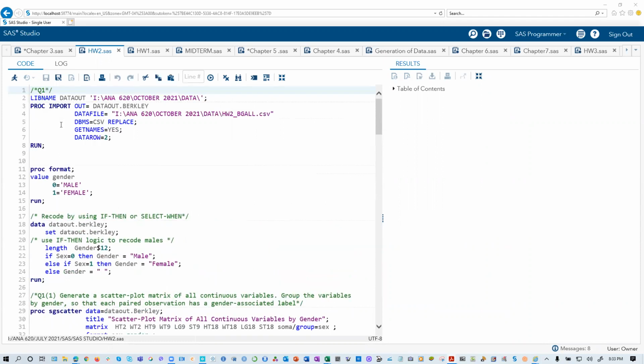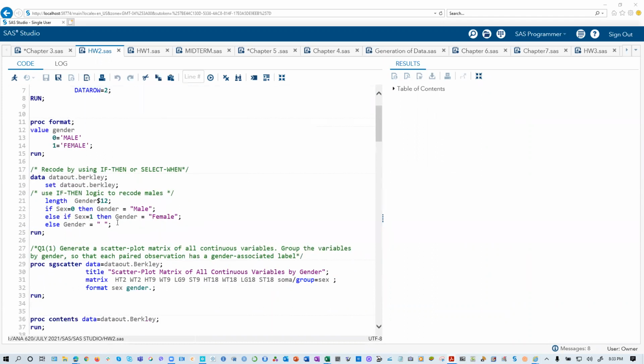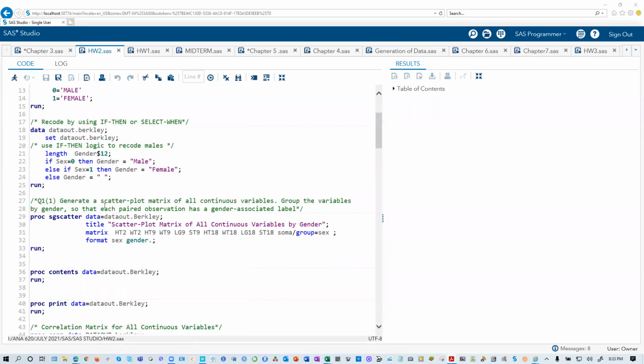Okay, we got the data. We did that one last time. We just changed this one. We formatted. Okay, if anything is missing, everything's over here. And question one: generate a scatter plot matrix for all the continuous variables. Group the variables by gender so that each paired observation has a gender associated label. See, we did that one. Format. Okay. Group by sex, and then sex has been formatted by gender, because we're gonna call it that now, the sex gender.